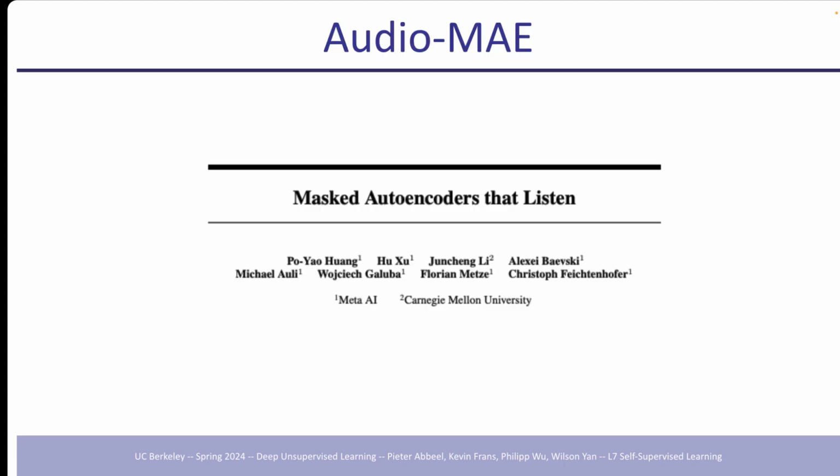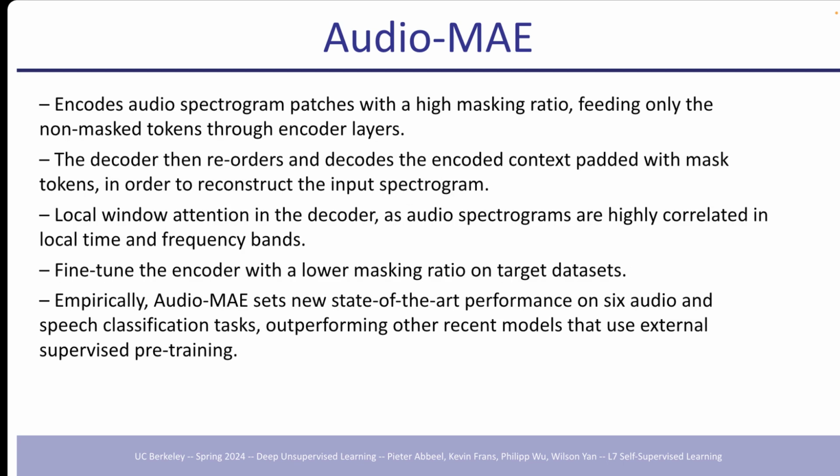Turns out you can do the same thing in a different modality, audio. You encode your audio into a spectrogram, which means essentially you take windows in time and take the Fourier transform over that window and look at the data in the frequency domain for that interval. Feeding only the non-masked tokens through the encoder layer, so just like MAE. Decoder, same as MAE, you reorder to make sure things are in the right spot, fill in the blanks.